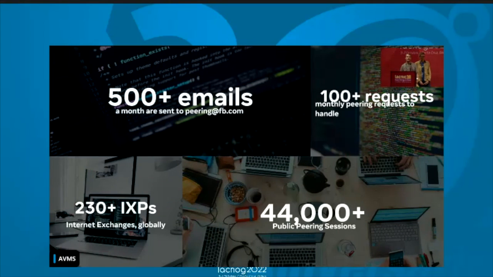What we're showing before is the infrastructure for peering that supports all of the services and apps that our company runs. And when we set up peering with someone, we change traffic for every single app that we support. And that used to require a lot of manual work for our teams to receive around 500 emails monthly to our peering at fb.com account. But about 100 of them were actual peering requests.